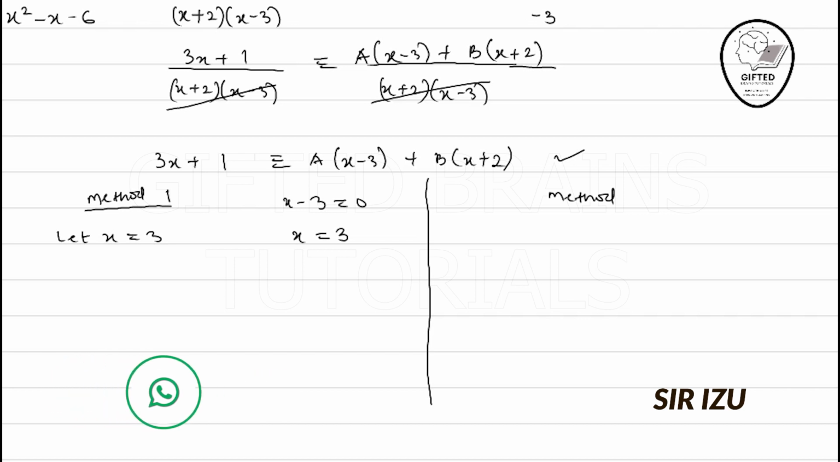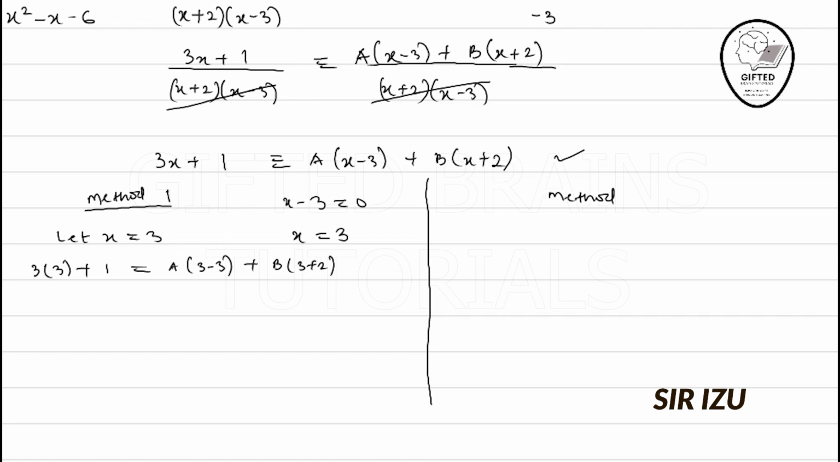If I do that, I will have 3 into 3 plus 1 on the left hand side is equal to a into (3 minus 3) plus b into (3 plus 2).